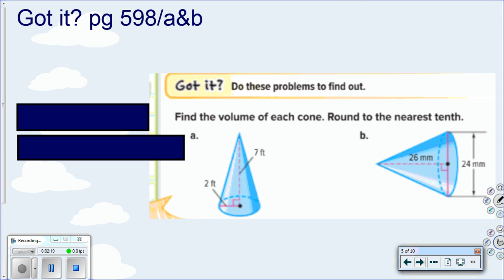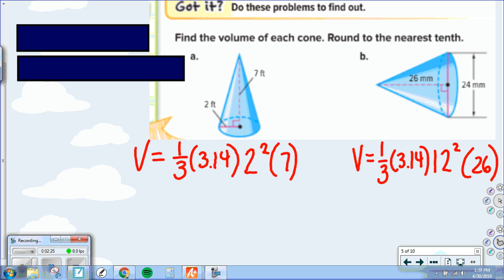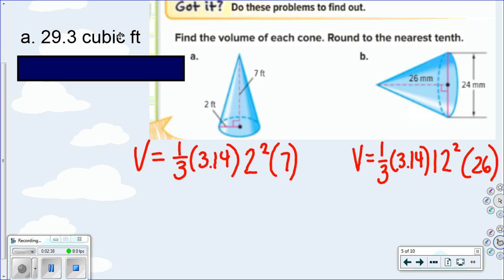Next example is in your book. Please open to 598, A and B. All right, so for A here, you can see I set up the volume formula. Volume equals 1/3, 3.14 times 2 squared, because 2 is our radius, times 7 for our height. Hopefully you found the answer of 29.3 cubic feet.